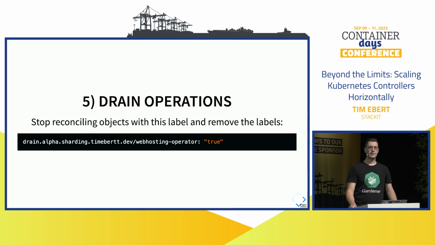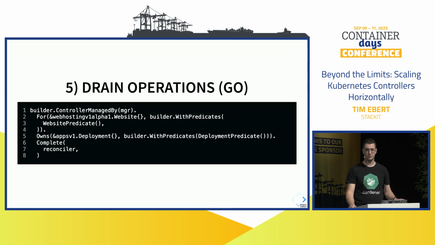The last step is to handle the train operations that we just saw in the demo. So whenever the train label is added, we need to acknowledge the operation and remove both the shard and the train label. You guessed it, if you use Go and controller runtime, it's very simple.